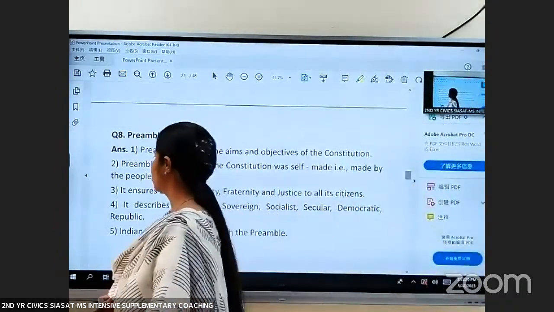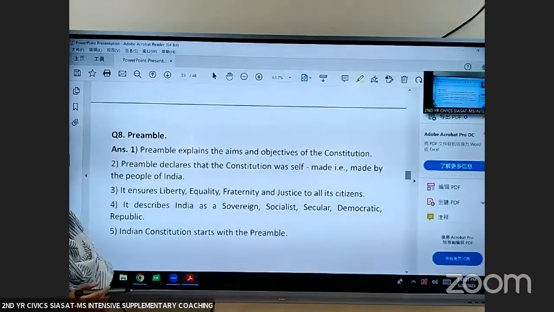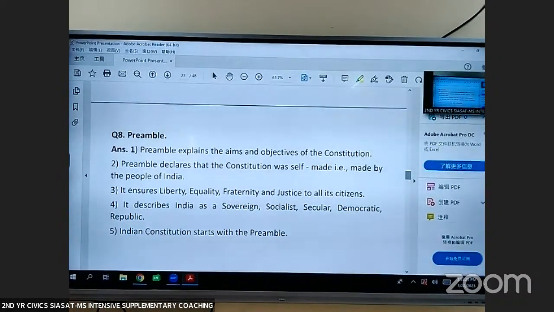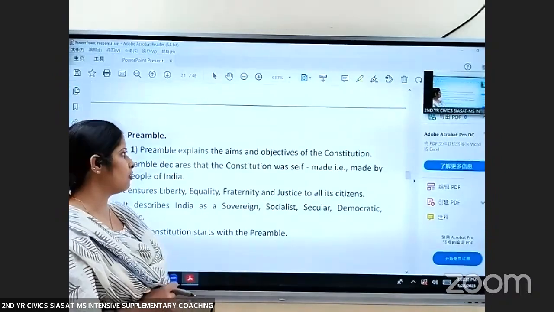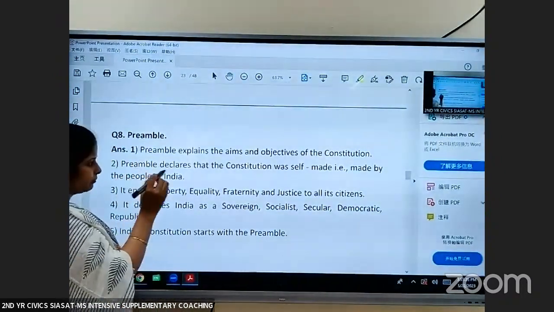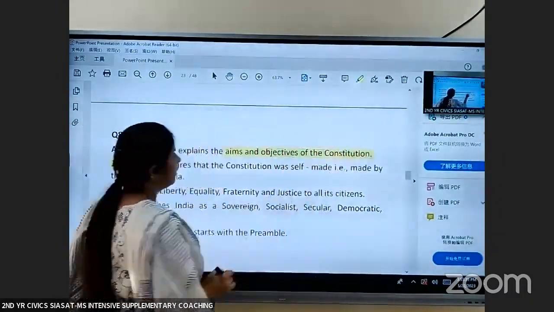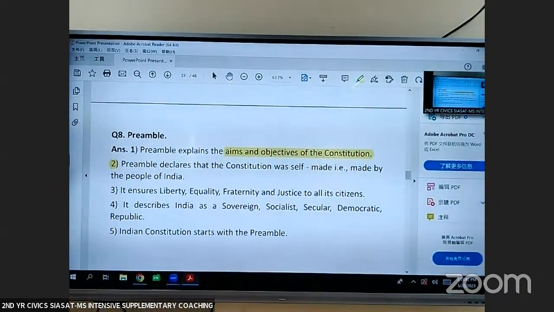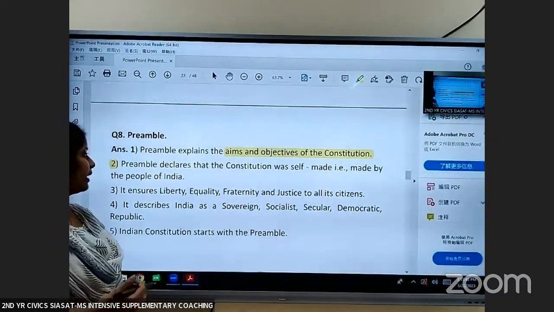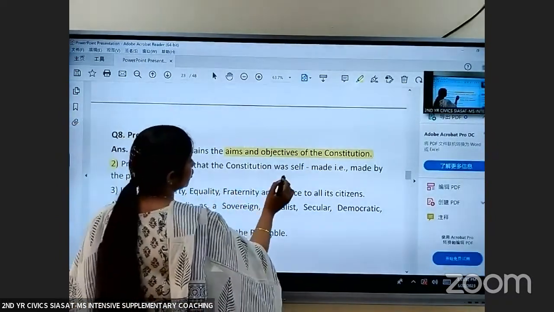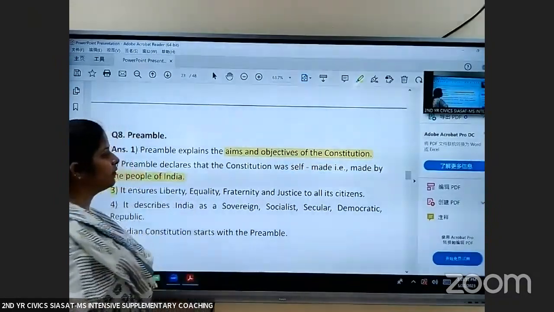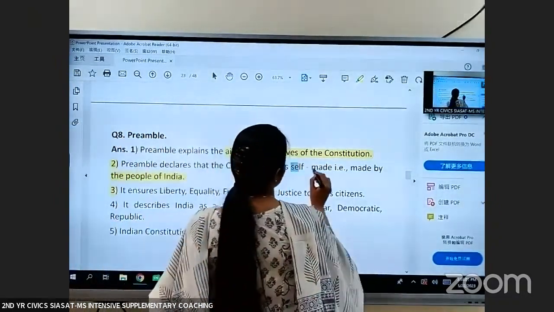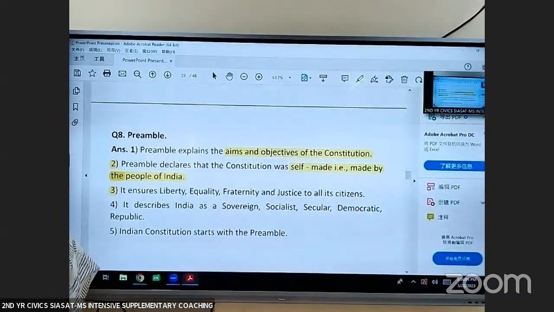Now, let us discuss the last topic, that is preamble. I told you about preamble when I was explaining the Indian Constitution. Preamble is nothing but the introduction to the Constitution. It explains the aims and objectives of the Constitution, why the Constitution is made. Every Constitution will have a preamble, and the preamble declares that the Constitution was self-made, that is made by the people of India, because the preamble of the Indian Constitution starts like this: We, the people of India.